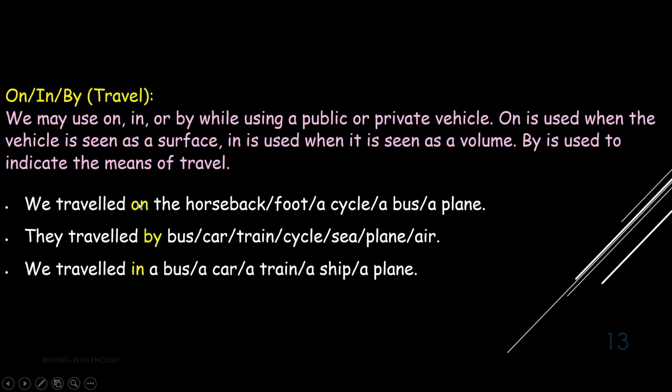Like, we traveled on horseback, or we traveled on foot. We traveled on a cycle. We traveled on a bus. We traveled on a plane. They traveled by bus. They traveled by car. They traveled by train. They traveled by cycle. They traveled by sea. They traveled by plane, or they traveled by air. We traveled in a bus, a car, a train, a ship, or a plane.